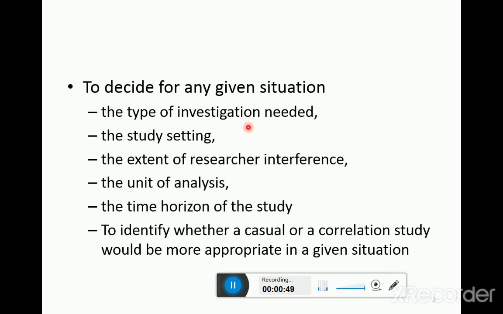Is the research for a descriptive purpose? Is the research for an exploratory purpose? Is the research for hypothesis testing? Or is the research a correlational or causational study?